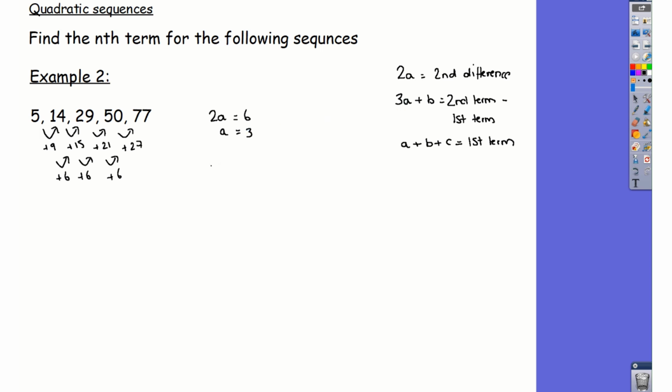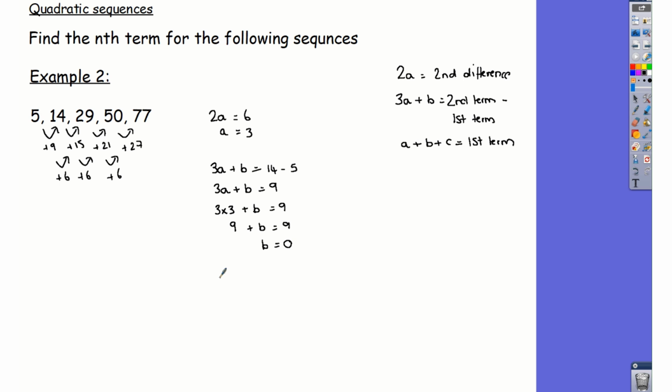Next thing we're going to have a look at is we know that 3a add b is equal to a second term, which is 14. Take away the first term, which is 5. So we know that 3a add b is equal to 9. We know that a is equal to 3, so we've got 3 times 3, add b is equal to 9. Similar to what we had last time, we've got 9, add b is equal to 9. So again, in this case, we know that b has got to be equal to 0.